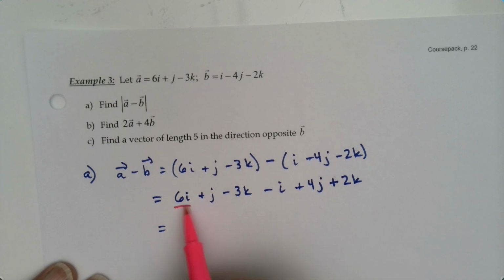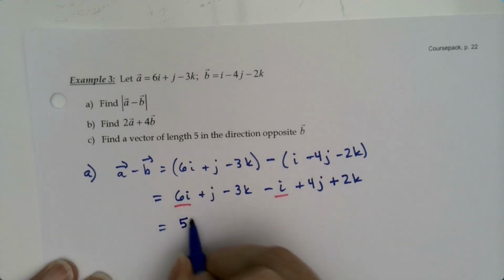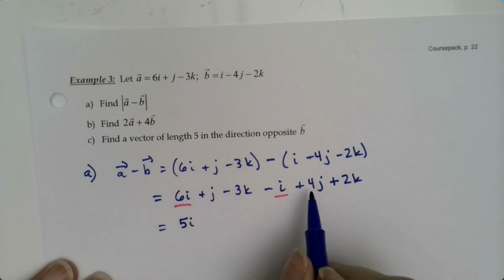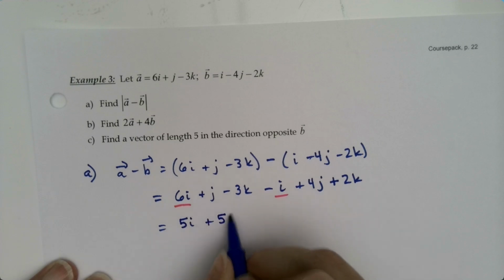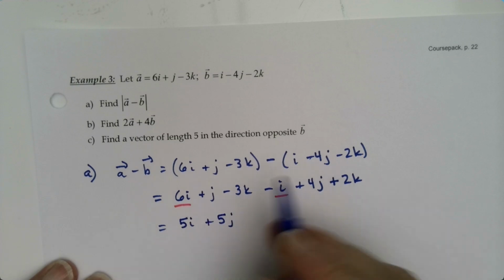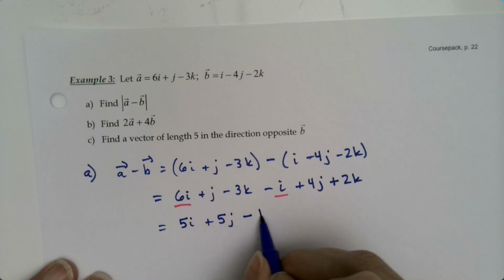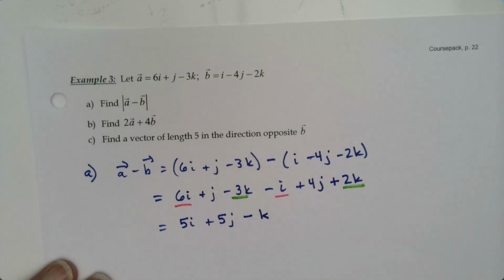So the two i components will go together. So it'll become 5i. The two j components will become 5j. And then the two k components will become negative k. Right, so these two went together, and these two went together. All right, so that's 5, 5, negative 1.